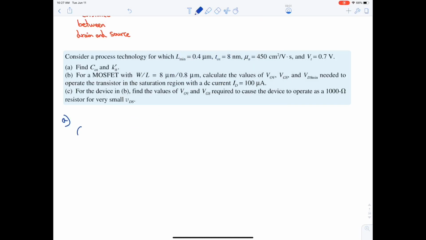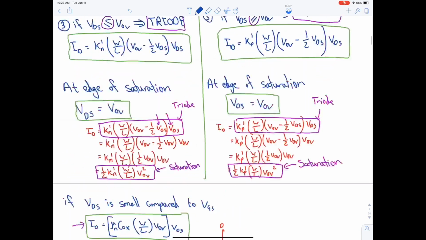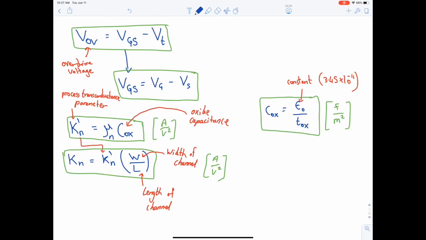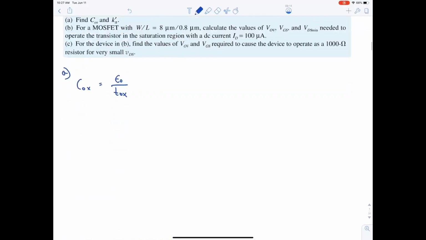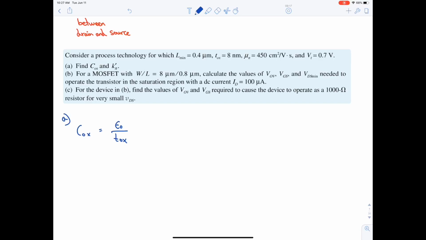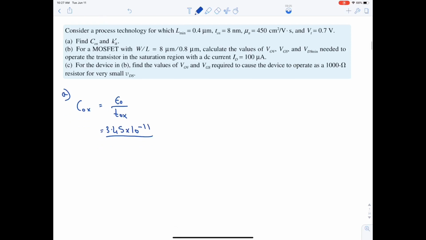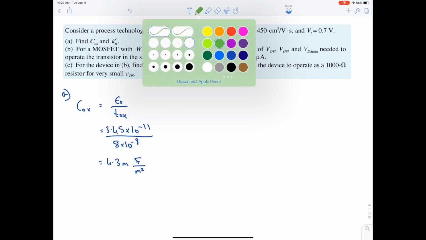Find COX and Kn prime. Let's begin. So, COX is equal to epsilon divided by TOX. TOX was given here. And epsilon, we said it's a constant, which is equal to 3.45 times 10 to the minus 11. This will be provided for you if you haven't memorized it. And TOX is 8 times 10 to the minus 9. This will give us 4.3 millifarad over meter square, which is the unit of COX.